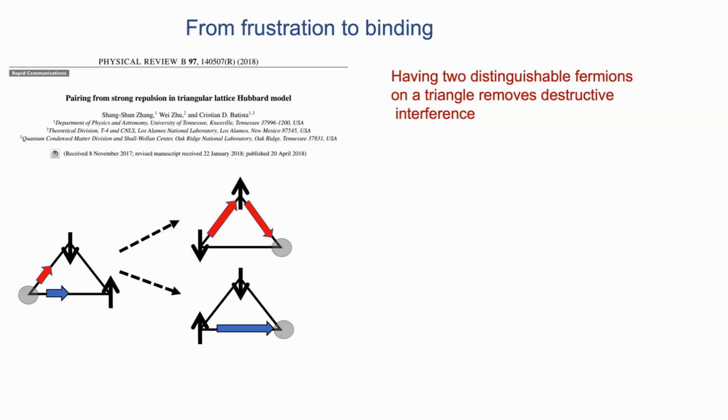And some time ago, Christian Batista realized that this can be turned into a very interesting argument about binding. He said, well, okay, we know that if we have a hole in a triangle moving in a spin polarized background, it's frustrated.